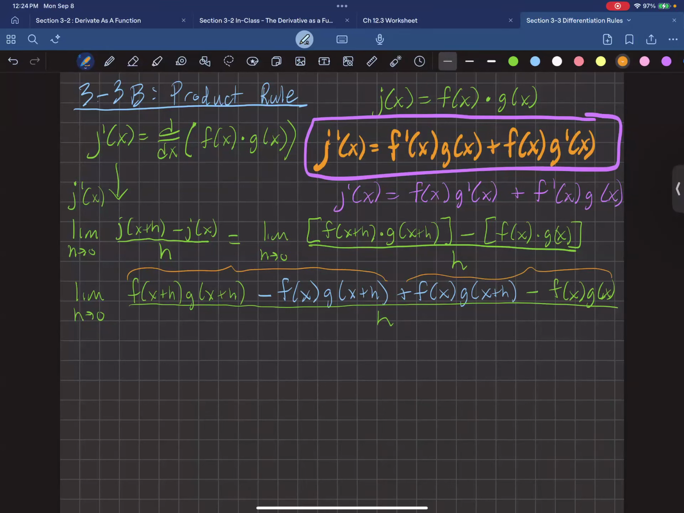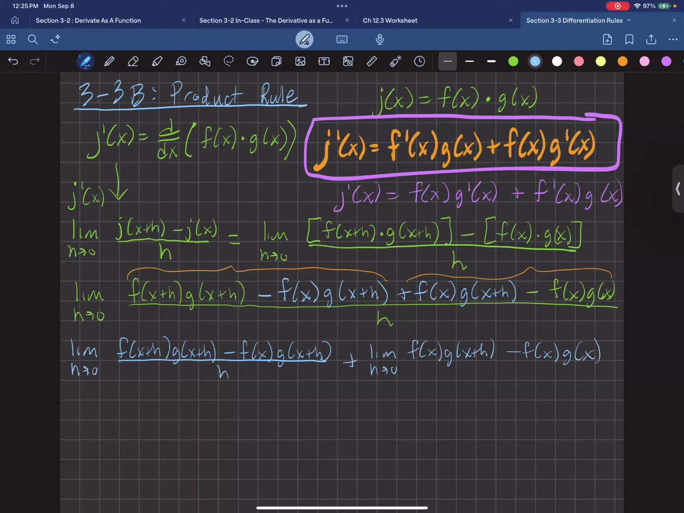So I've got the limit as H goes to 0 of F of X plus H, G of X plus H, minus F of X, G of X plus H, all over H, plus the limit as H goes to 0 of F of X, G of X plus H minus F of X, G of X, all over H.